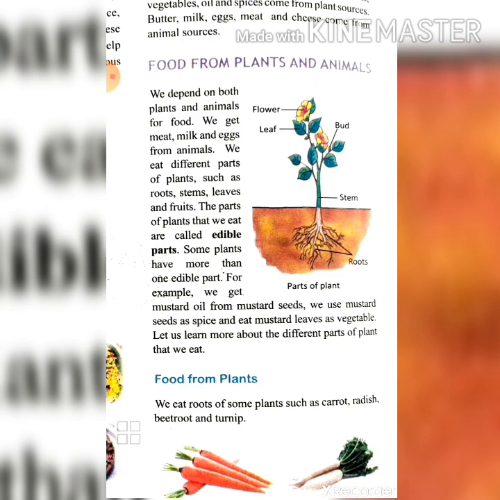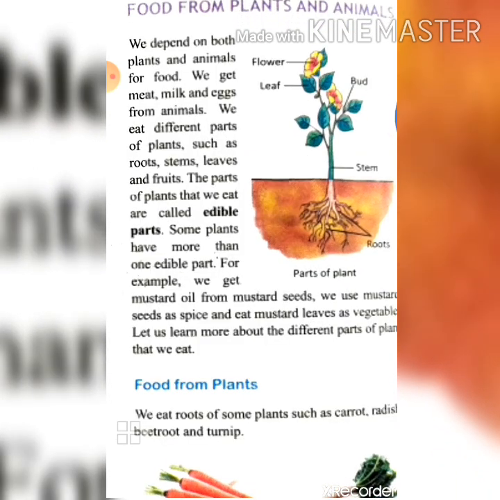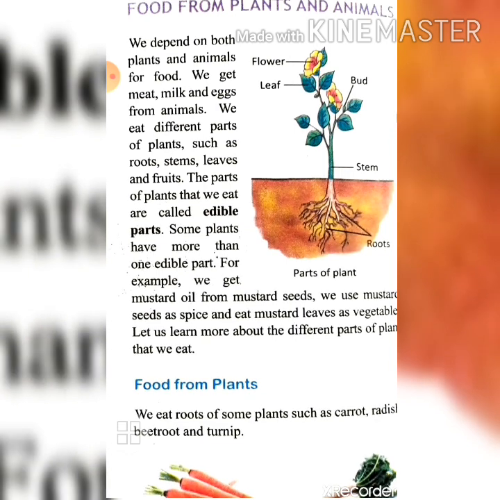The parts which can be eaten are known as edible parts. They are also mentioning here and saying some plants have more than one edible part. For example, they have given the example of mustard seeds which can be used as spice, and mustard leaves can be used as vegetable.